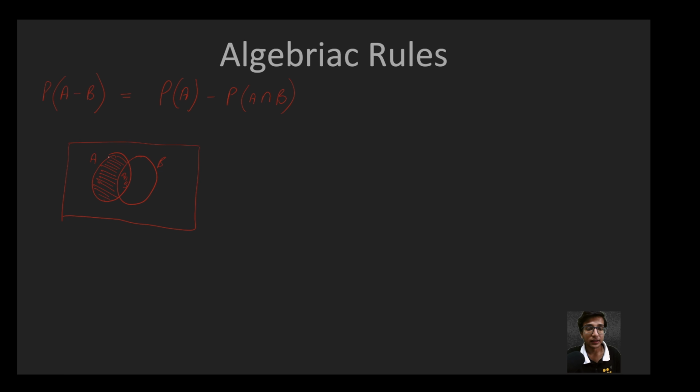Now if A and B were disjoint sets, then probability of A minus B would have been P(A), because whenever we have disjoint sets, probability of A intersection B is always 0.